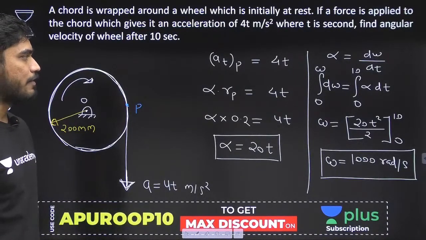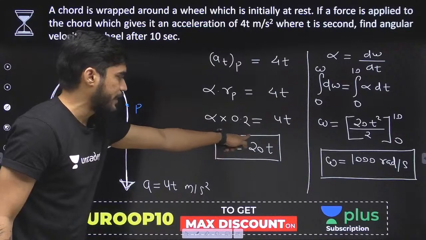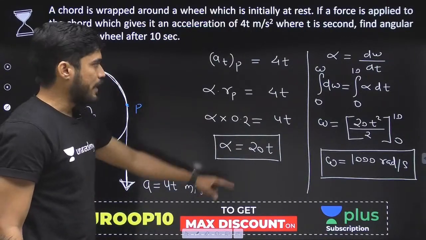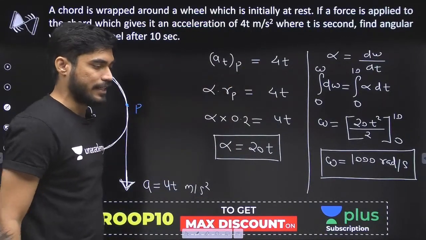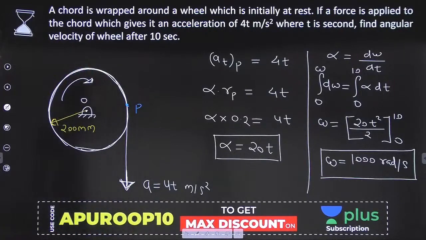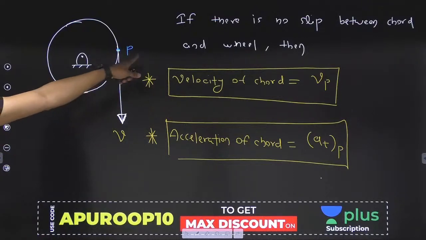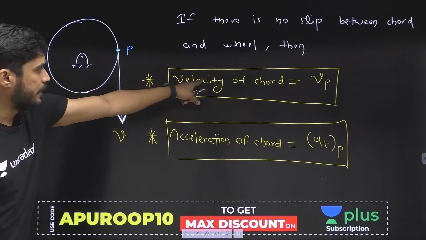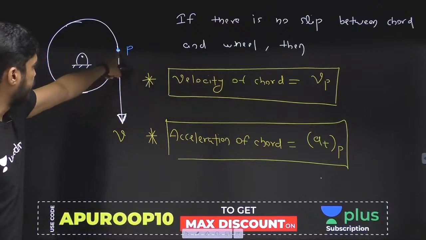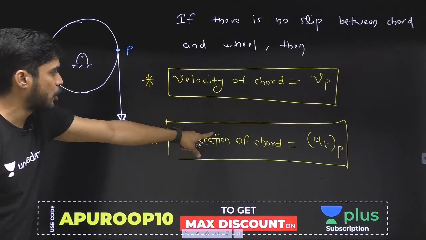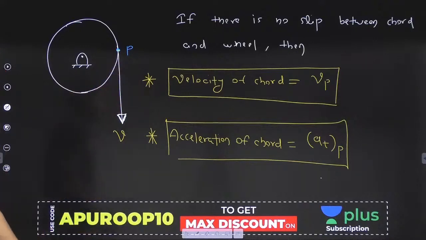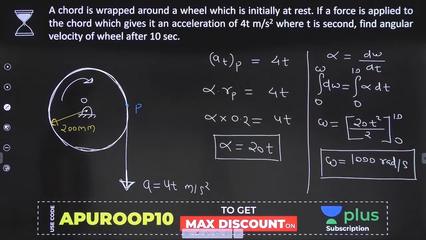So is it clear to everyone? First I calculated alpha in terms of t, and now I needed omega, so I just integrated the equation. Very good Pushpesh, very good Nikhil, very good Arshad. Is it clear to you how to solve this type of problem? Remember these 2 points. Velocity of cord will be equal to velocity of this point P. Acceleration of cord will be equal to tangential acceleration of point P. Very good Mahadev Prasad, Mithilesh, Hari Krishnan, Ajay.